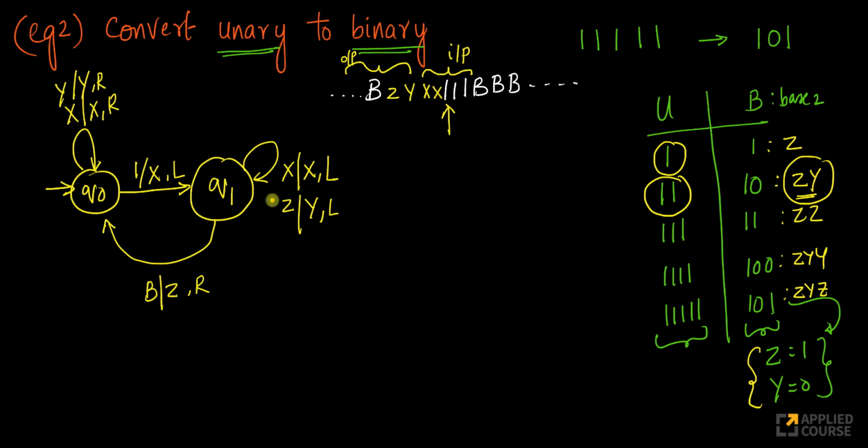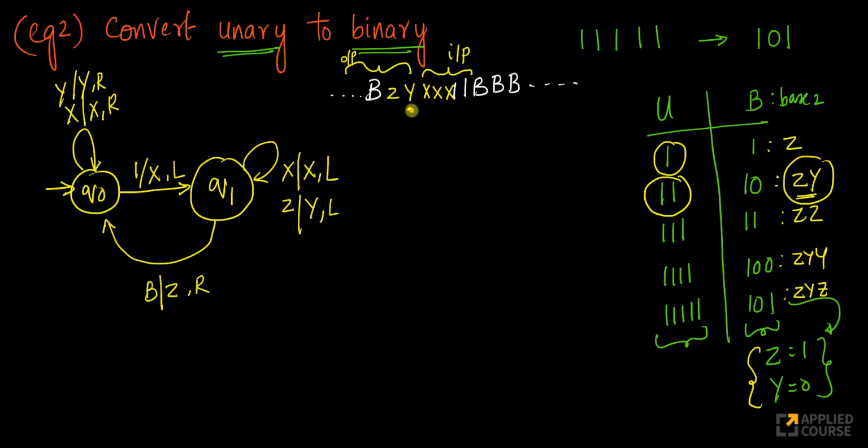Again, are all transitions done? We don't know. Let's run through the whole example, right? So when I get 1 here, 1 will be replaced by X. So let me just replace this 1 with X, and I'm going to the left. When I go to the left, I keep replacing my X's with X's. Now I reach here.